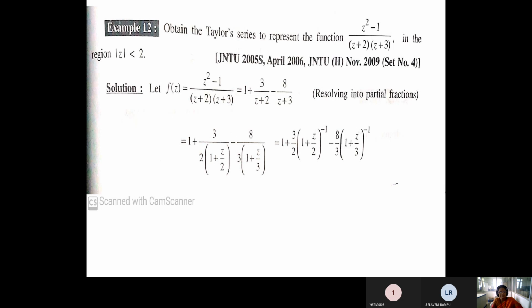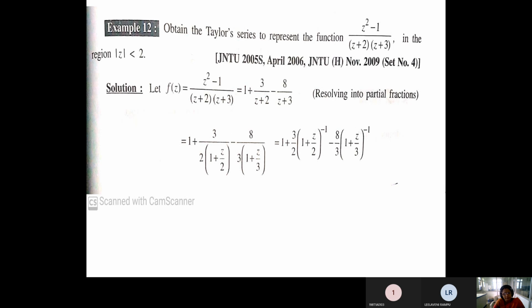Next one is obtain the Taylor series to represent the function (z square minus 1) by (z plus 2) into (z plus 3) in the region mod z less than 2. So (z square minus 1) by (z plus 2) into (z plus 3) can be resolved into partial fractions. We will get 1 plus 3 by (z plus 2) plus 8 by (z plus 3).